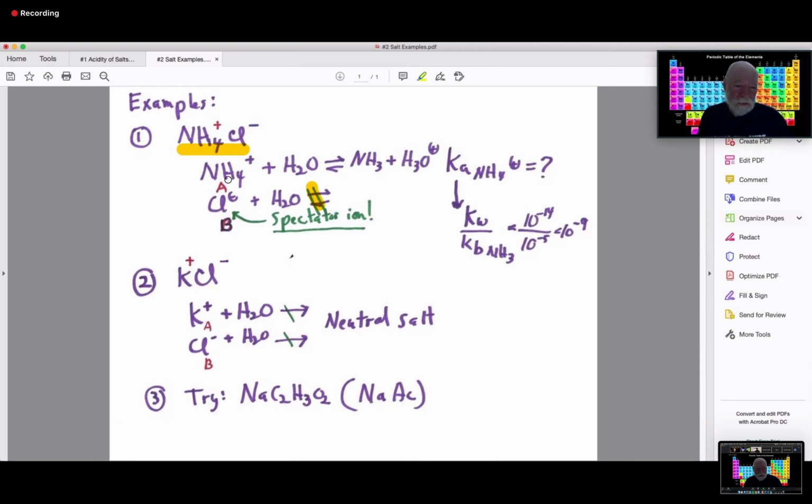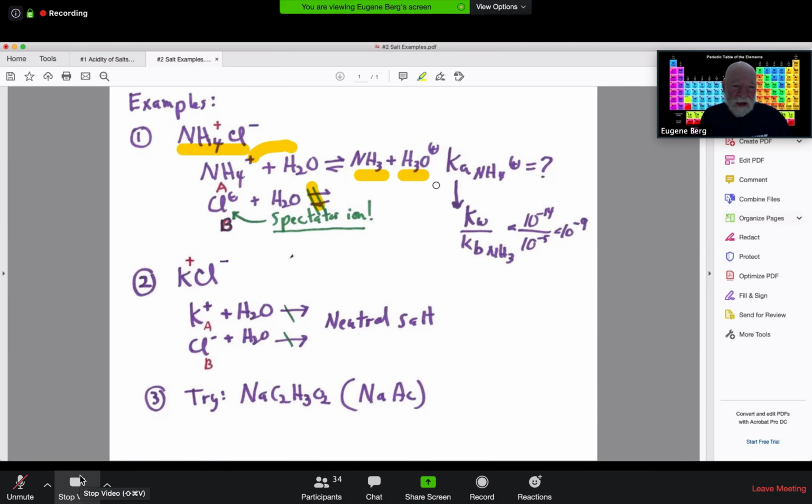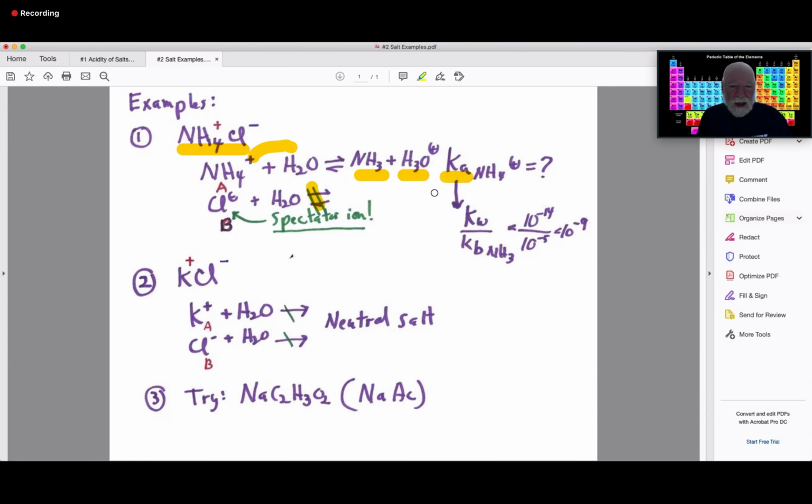Let's look at ammonium. Okay, now the possibility is ammonium could give a hydrogen up to water, form the hydronium ion, and the ammonium becomes ammonia. Now, here's the deal. On exam, I'm going to say prove whether a salt is acidic or basic. The proof is, if you think the reaction takes place, you've got to come up with the equilibrium constant for that reaction. In this case, you've got to come up with the equilibrium constant for the ammonium ion. Now, the question mark is, can you find it?